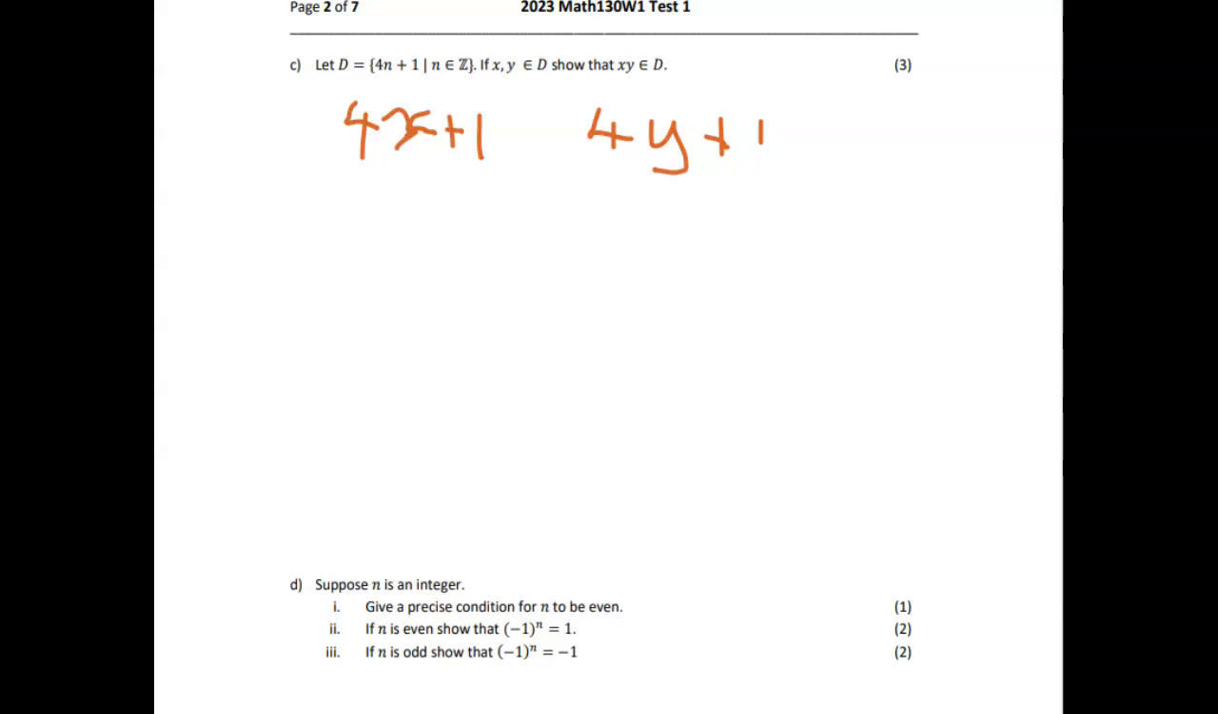Now you've got these two numbers, but you can't really know what they are because they're in terms of x and y. But you have to show that x times y is an element of D. So this is what you do: multiply x and y together. This is x, that's y on the right. So multiply, and let's see where you end up. You've got 4x times 4y, so that is 16xy.